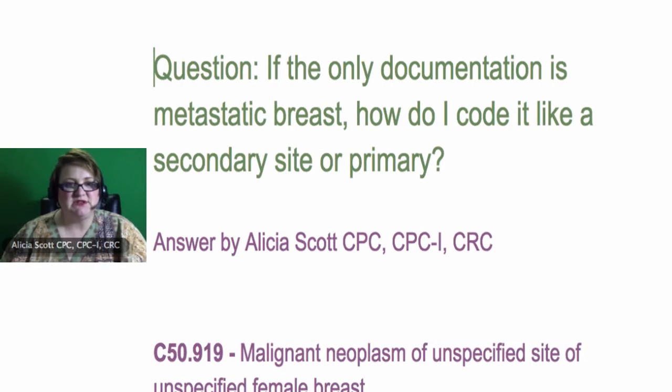If the only documentation is metastatic breast, how can I code it like a secondary, or do I code it as a secondary or a primary site?